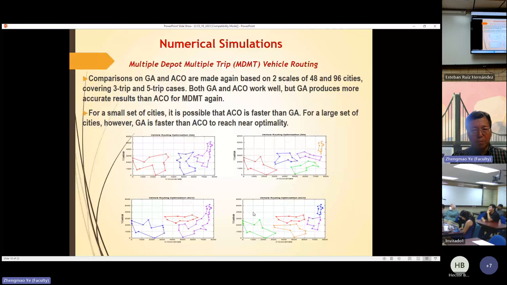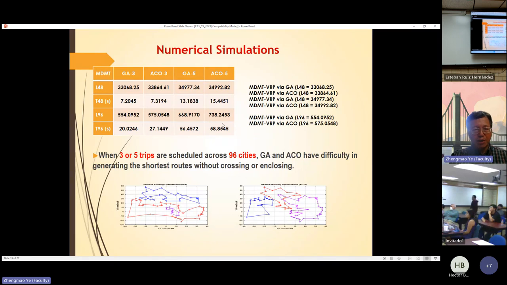Let's take a look at the multiple depot and multiple trip. The comparison of GA and ACO is made again based on two scales of 48 cities and 96 cities, covering three trip and five trip cases. Both GA and ACO work well, but the GA produced a more accurate result than ACO for MDMT once again. For the small size of cities, it's possible ACO is faster than GA. For large size of cities, however, GA is faster than ACO to reach near optimality. We still have some special cases this time. When three trips or five trips are scheduled across 96 cities, GA and ACO have difficulty in generating the shortest path without enclosing or crossing.